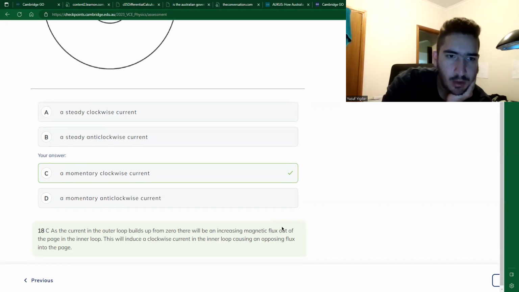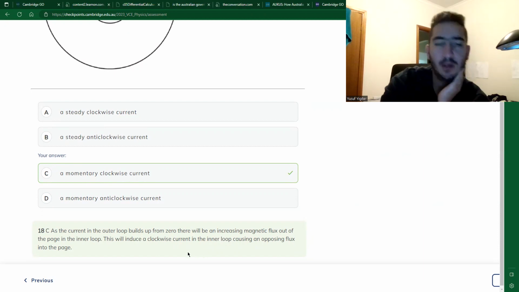The flux will be out of the page in the inner loop. Yeah, this will induce a clockwise current. That's what I was getting to. This will induce a clockwise current in the inner loop, causing an opposing flux into the page, to oppose the change in flux.